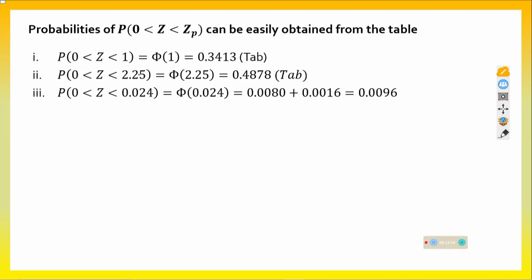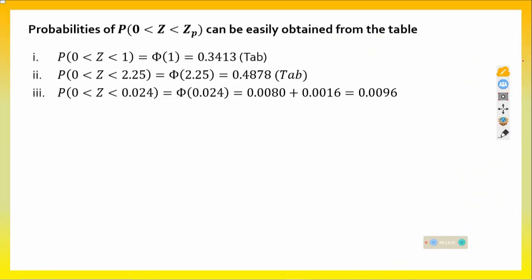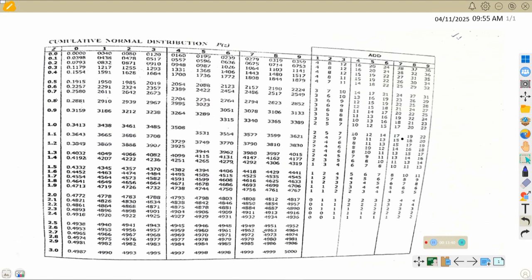Then 2.25, the table reading of 2.25. We shall look for 2.25. That is what we are interested in. So we shall first of all look in the column for Z. In the column for Z, we have no 2.25. We need 2.25, but when you look here, we can only get 2.2. This value here is the value we can easily get, 2.2.